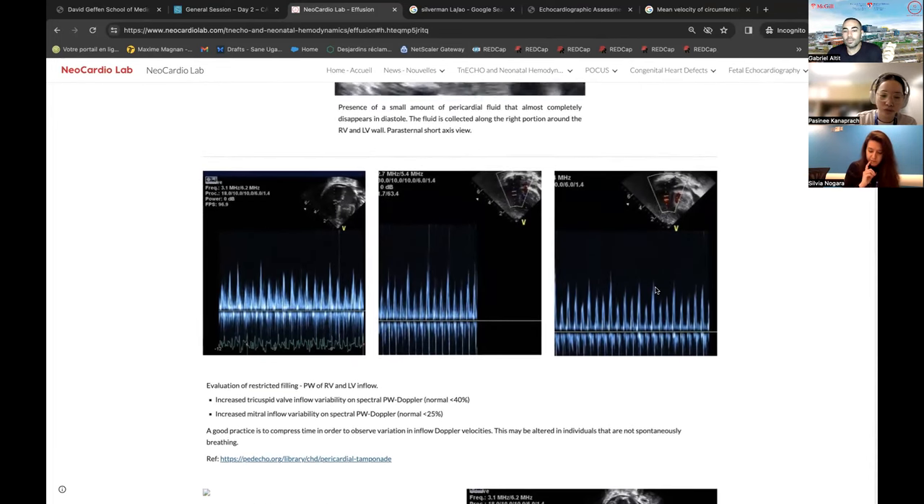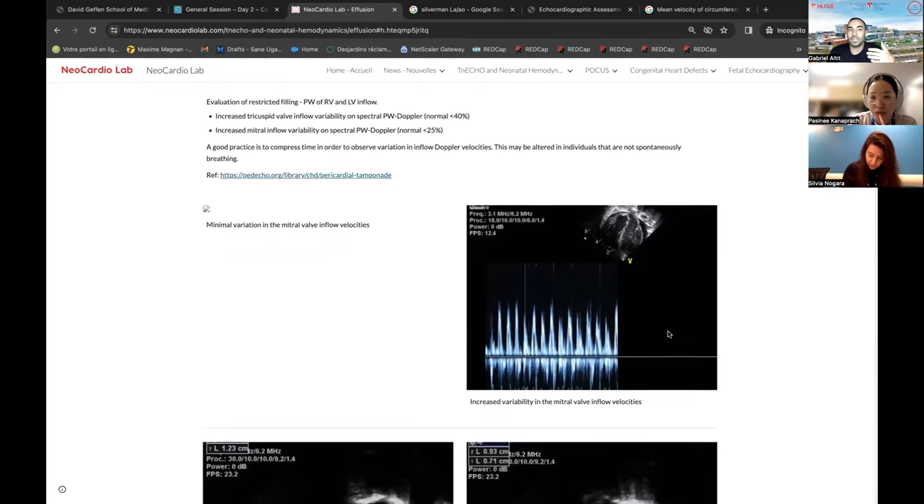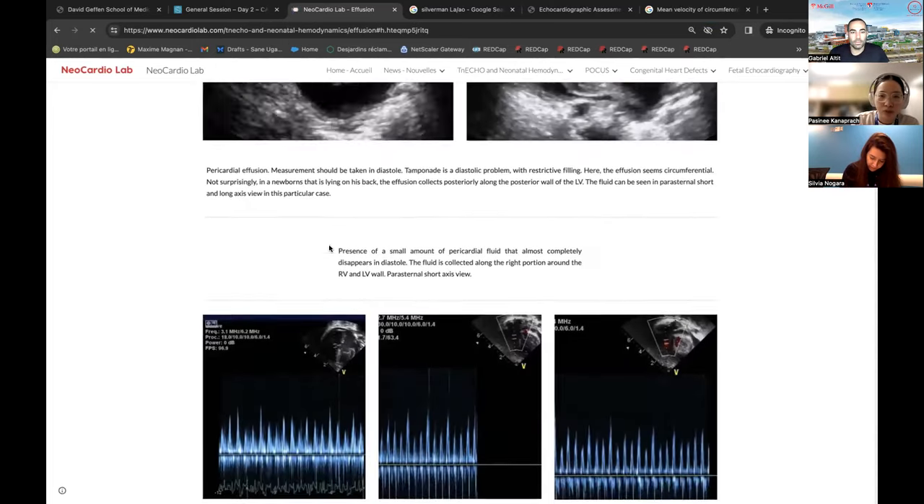So you can see here that sometimes we're going to compress the time over the velocity. And you can see that in patients with tamponade effect, they get this high variability when they're spontaneously breathing. You're not going to get that if you're intubated and ventilated. But if they're spontaneously breathing or on CPAP, you're going to see these kinds of variability. And that's a sign that it has some degree of diastolic effect or tamponade effect. Let me reopen. I'm not sure why all the clips did not open.